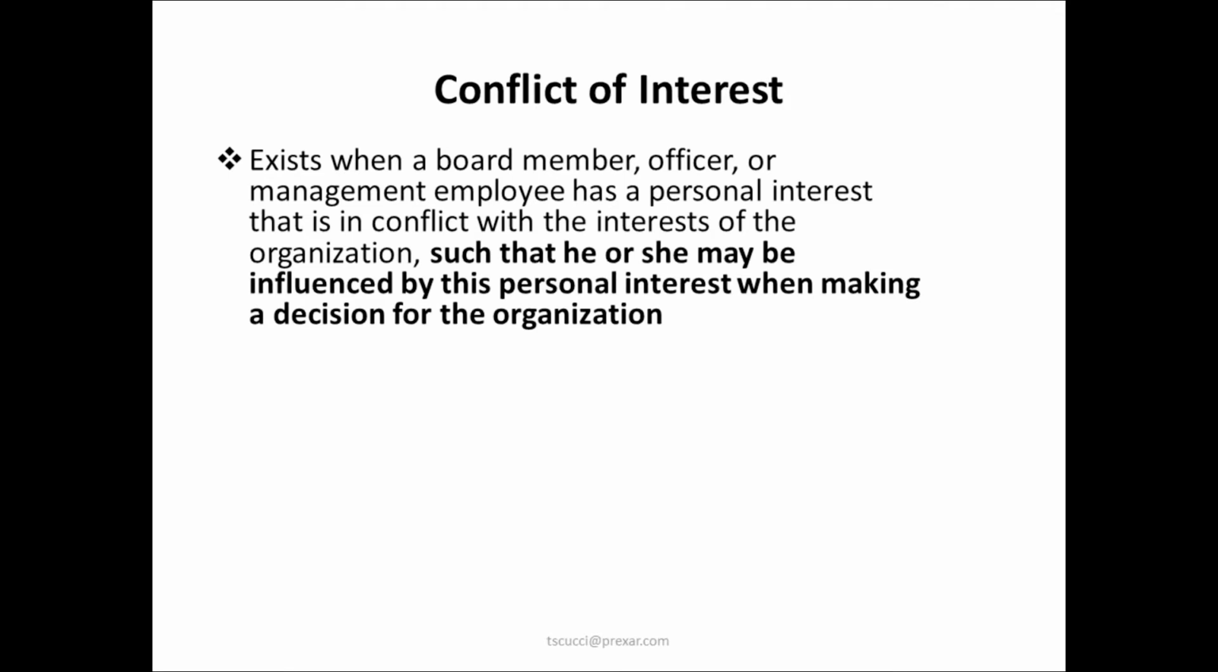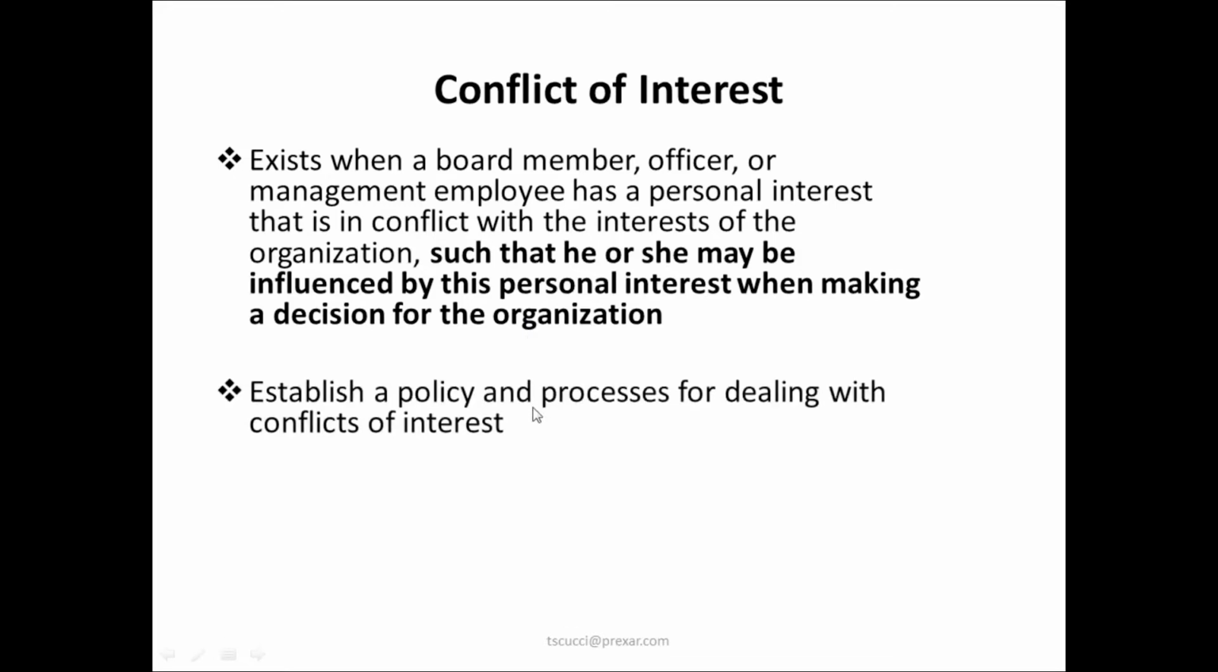I thought we might look at some definitions quickly of a conflict of interest. It exists when there's a board member, an officer, or management employee who has a personal interest that's in conflict or could be in conflict with the interests of the organization, such that he or she may be influenced by this personal interest when making decisions for the organization. So a conflict of interest is when your personal interest and the best interest of the organization may not quite be in sync. And it's important to establish policy and processes for dealing with these conflicts and these potential conflicts of interest.